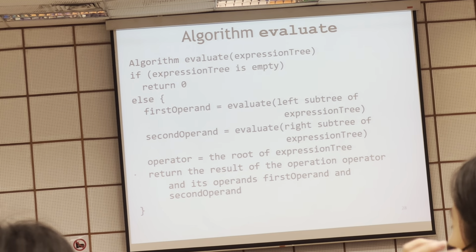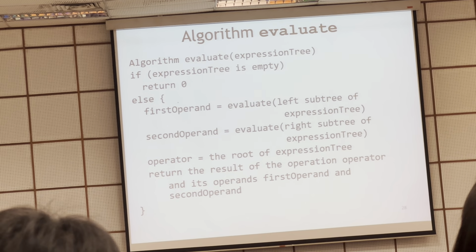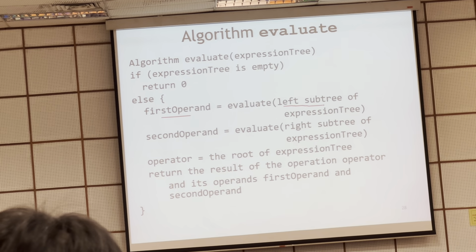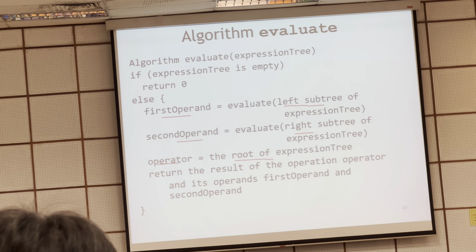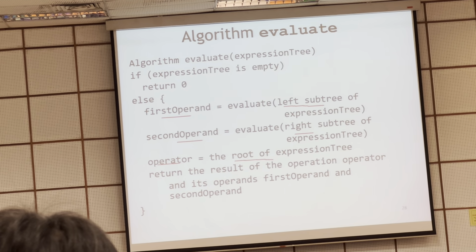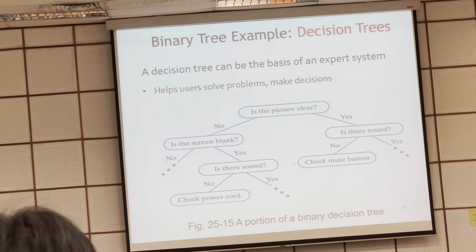So the algorithm: first you read the first operand by evaluating your left subtree. The second operand will be on the right subtree. Your operator will be on the root. And of course, you use your operator and your first and second operands to perform the calculation and return the results.